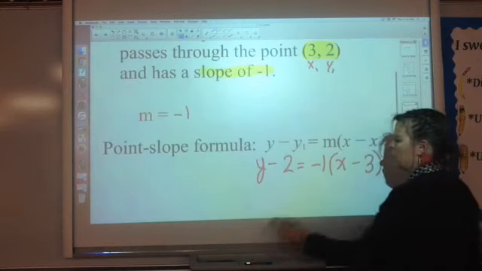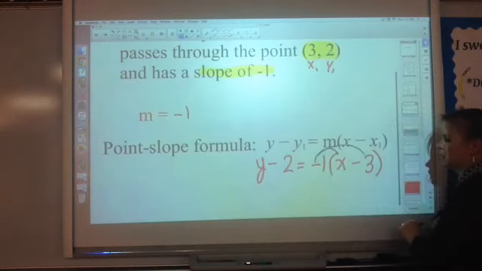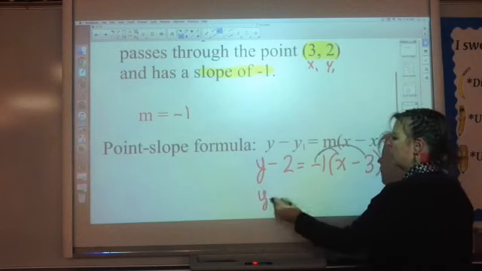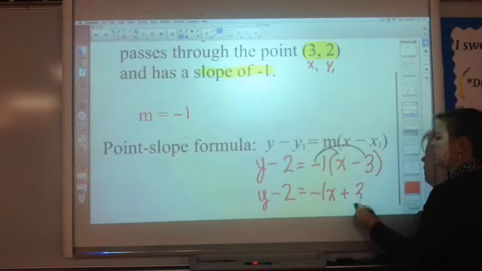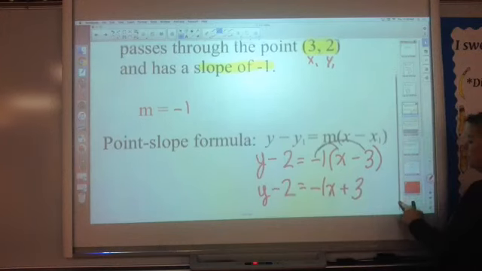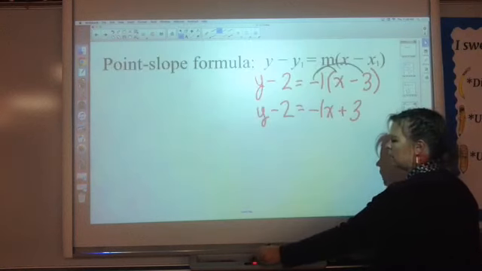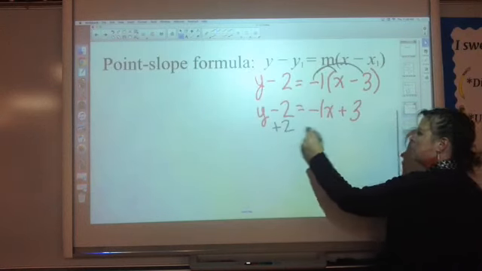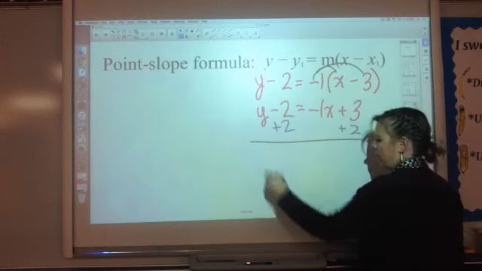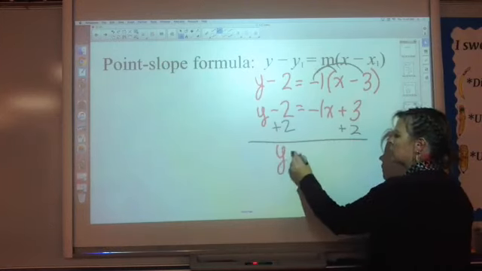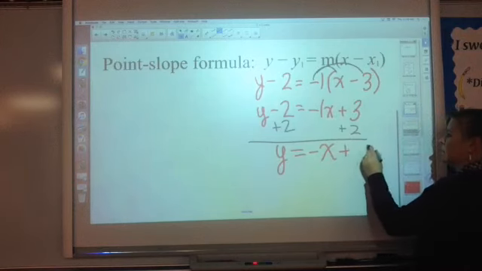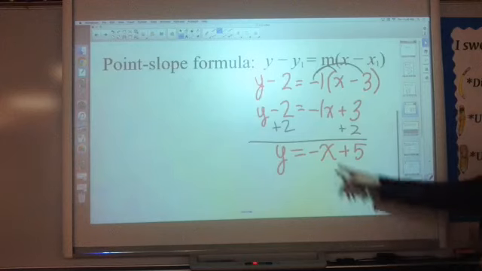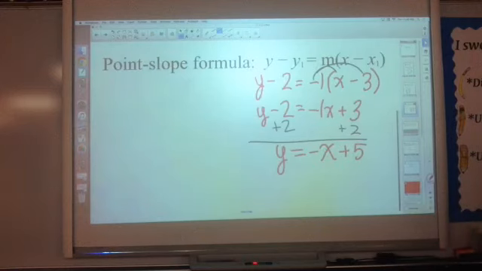Same 2 steps we did before. Distribute first. Y minus 2 equals negative 1x plus 3. You guys all know how I feel about that 1. It's in your work right now. We'll clean it up in a second. Next step, add 2 to both sides. And your final result is y equals negative x plus 5. Don't put that 1 in front of there or you'll end up with some in the swear jar.